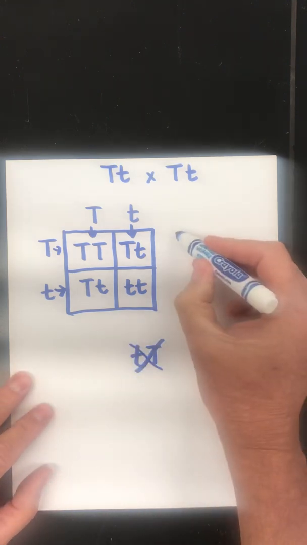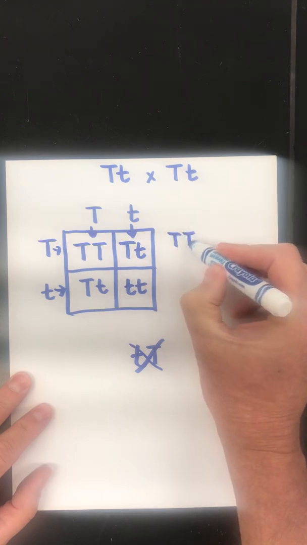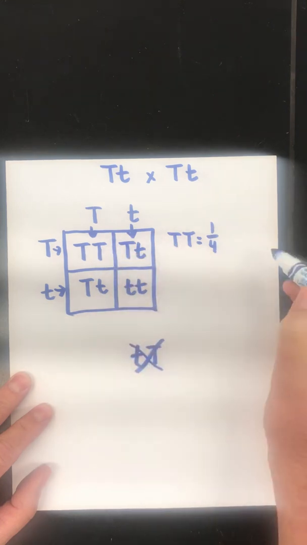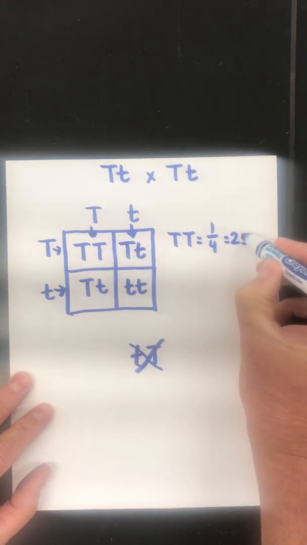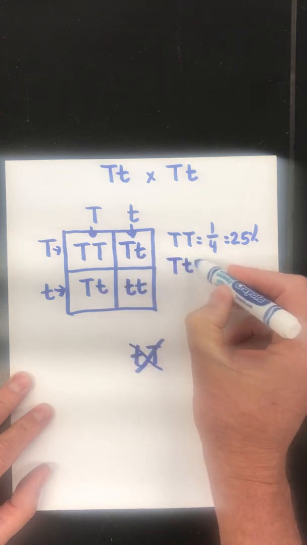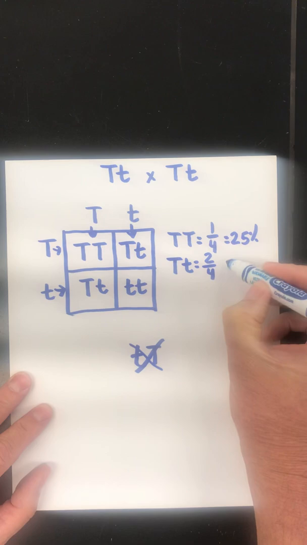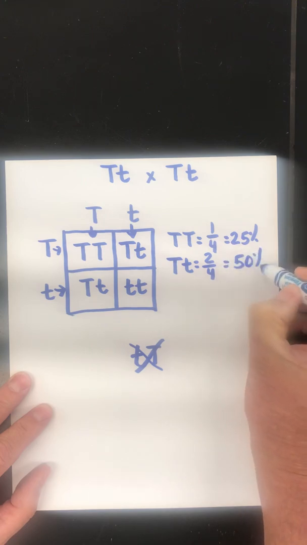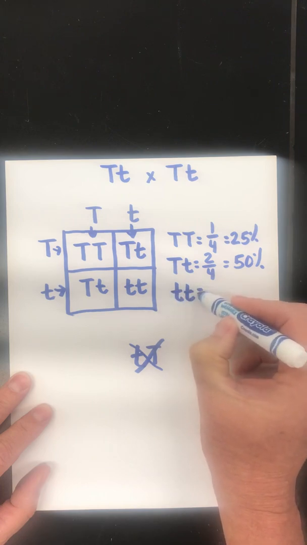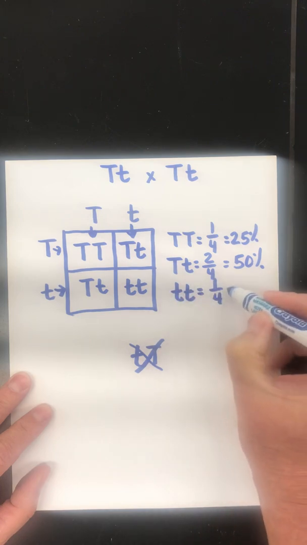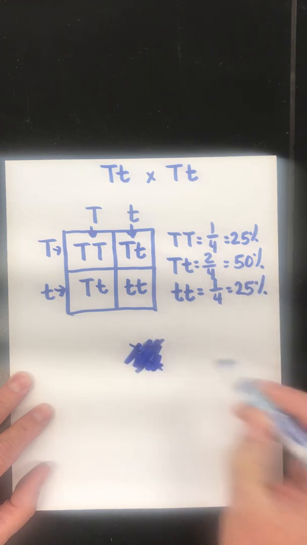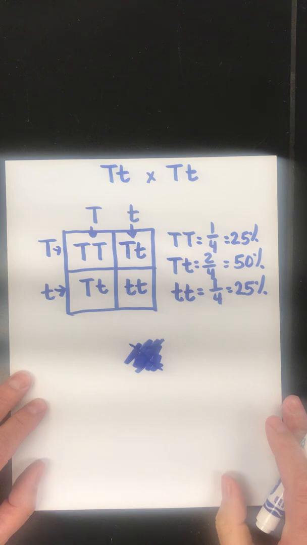Okay, so let's look at the possible outcomes. 1 out of 4 has both capital T's, that's 25%. 2 out of 4 would get one of each allele. Well, that's the same as 50%. And then 1 out of 4 has both recessive alleles for being short, both lowercase t. That's also 25%. So those are the possible genotypes for those offspring.